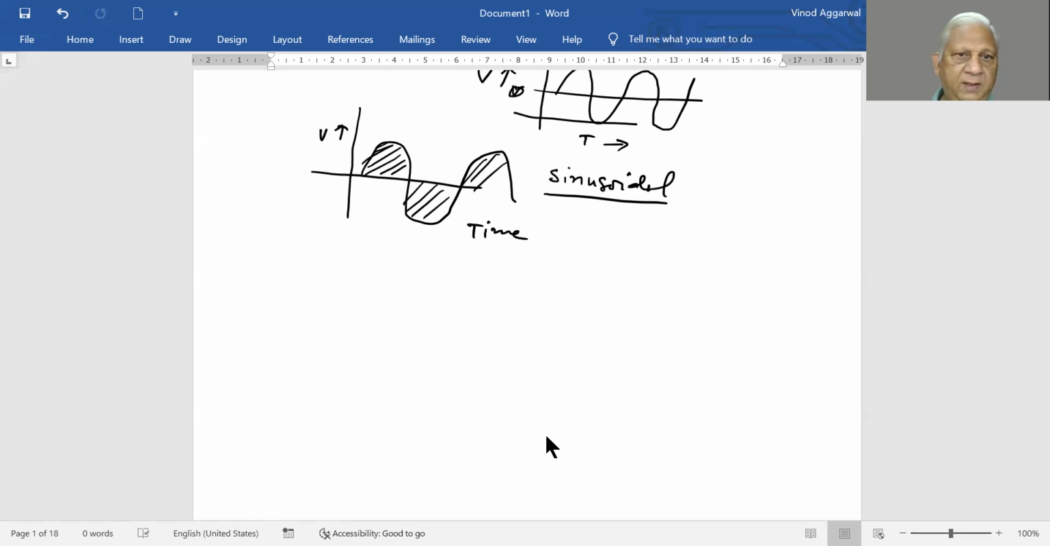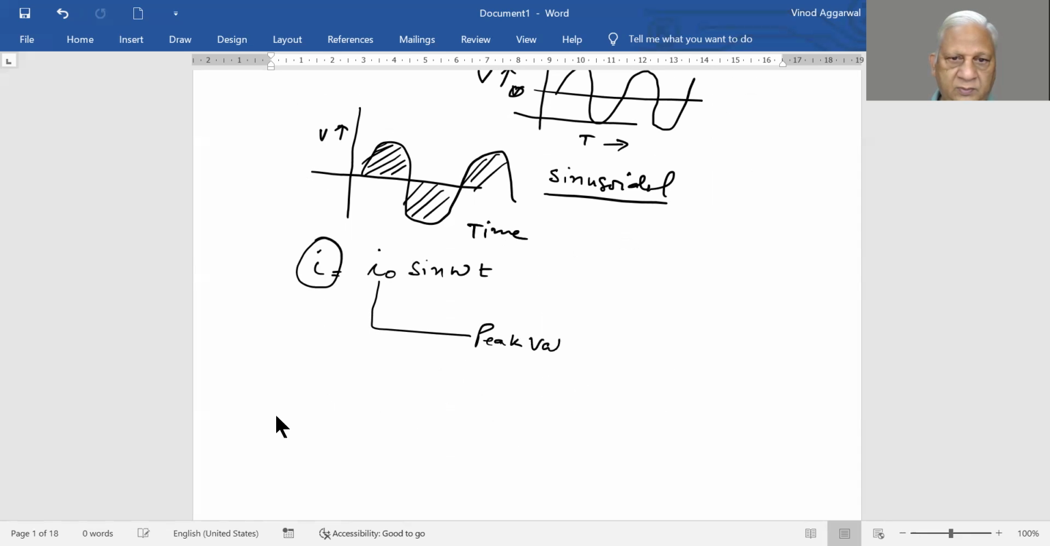which is that this current can be represented as I equals I0 sin omega t, where this is the instantaneous value, this is the peak value or the amplitude, and this is the angular frequency, exactly like waves we have studied earlier.